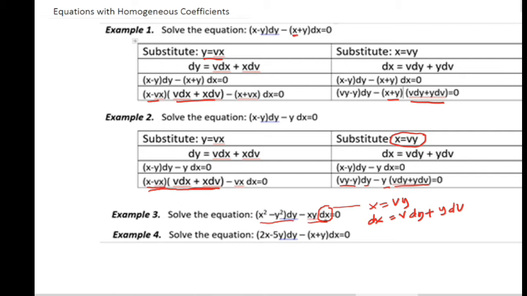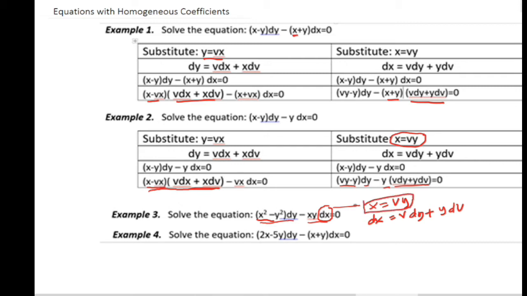If you substitute the other, that is y = vx, of course, you will come up with a binomial multiplied by a binomial. So it is recommended that you use x = vy.